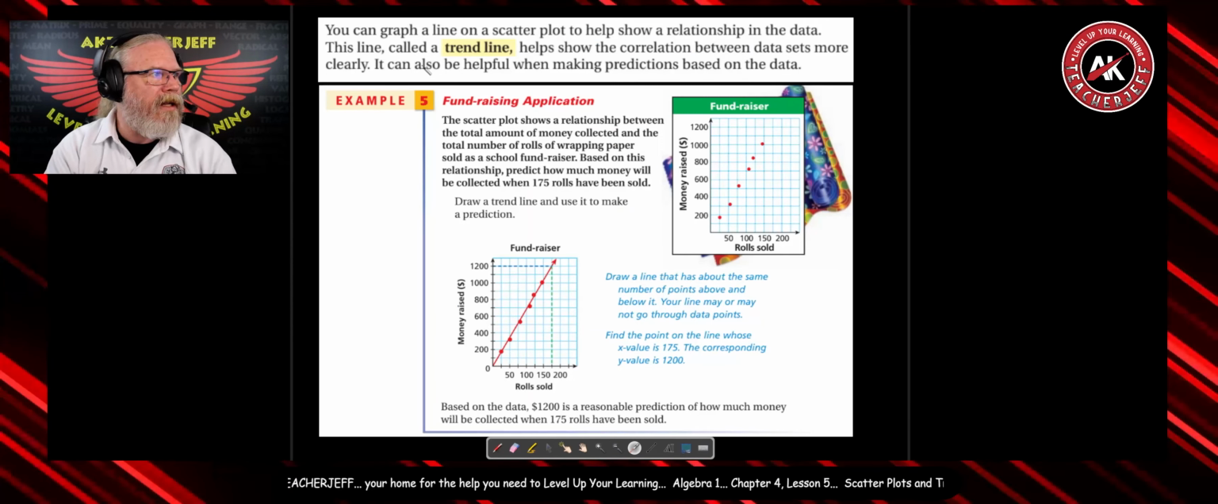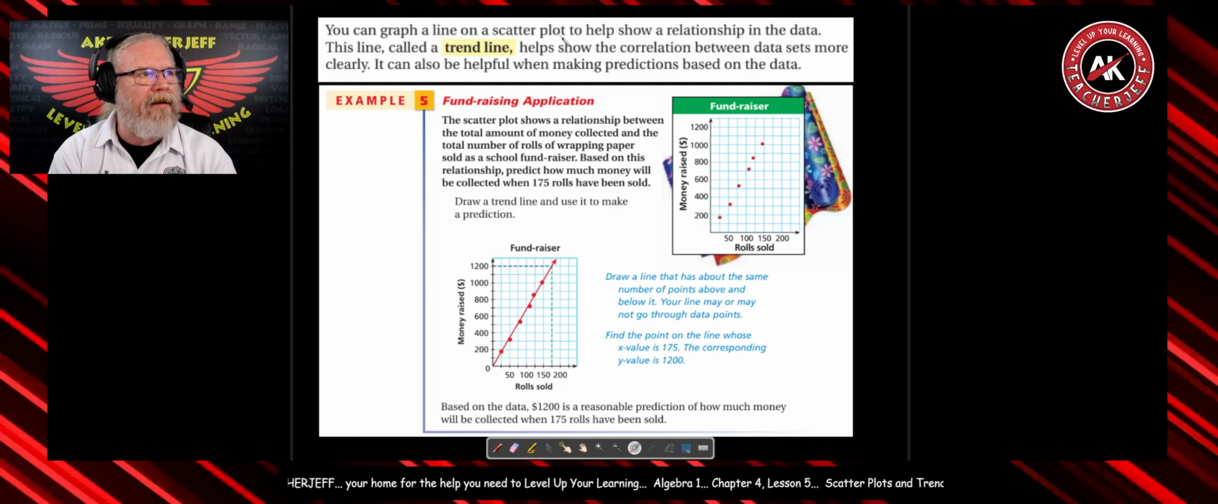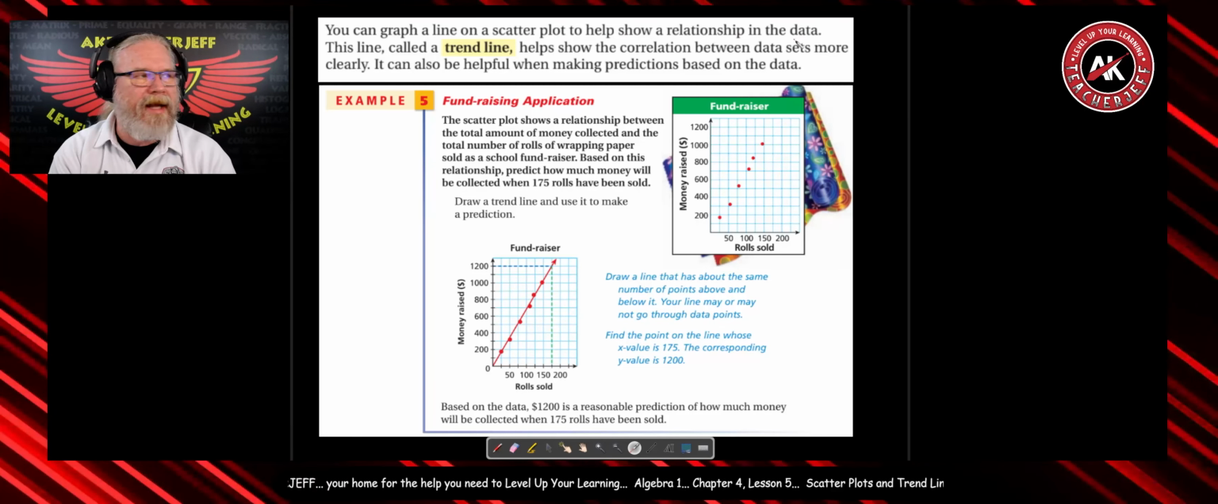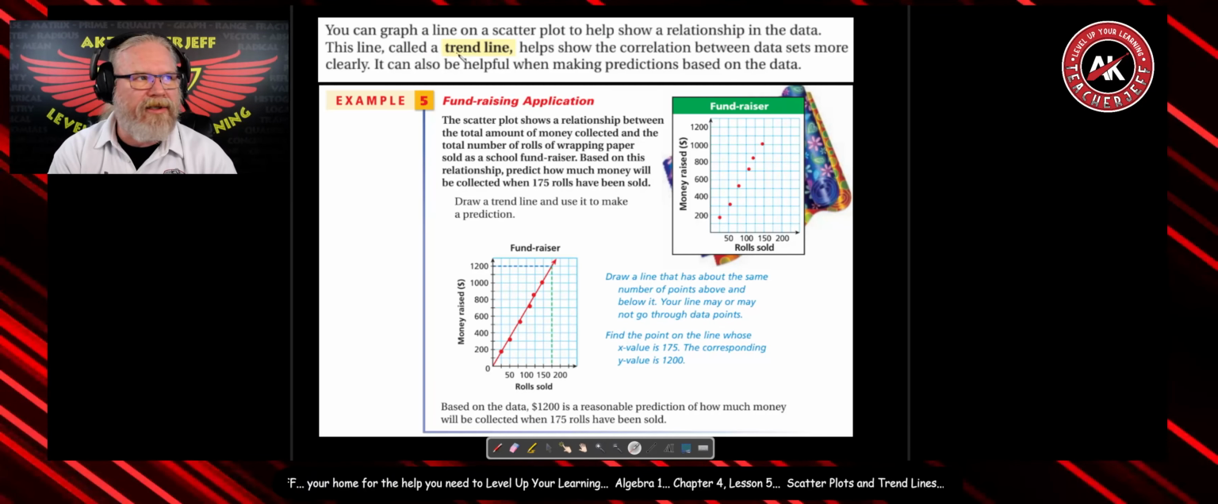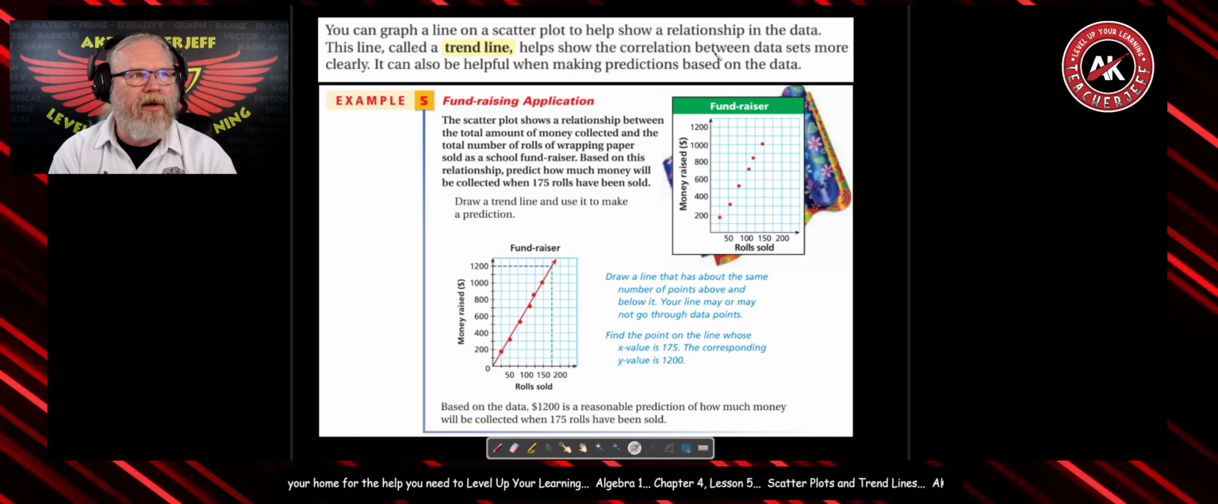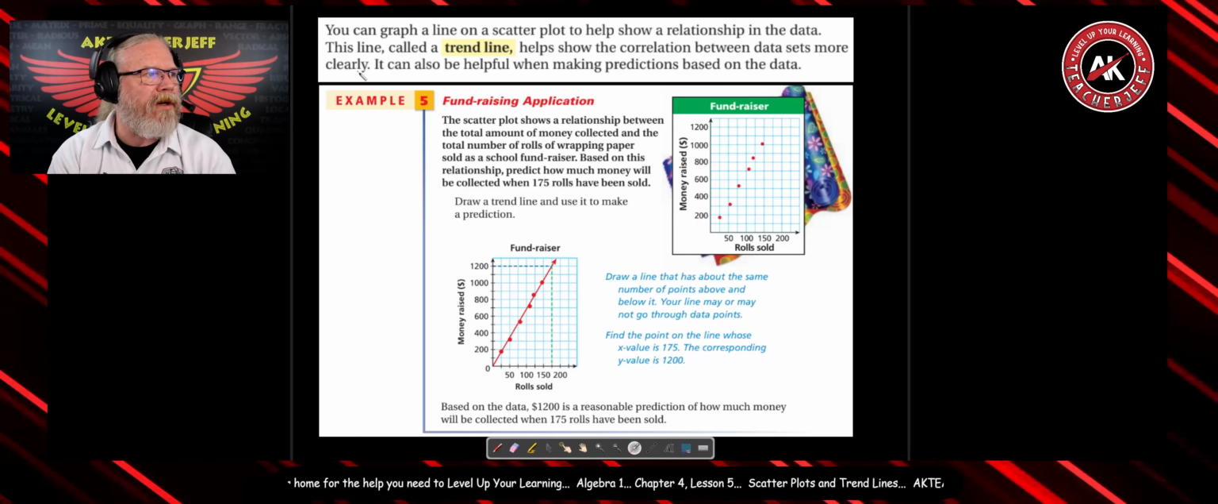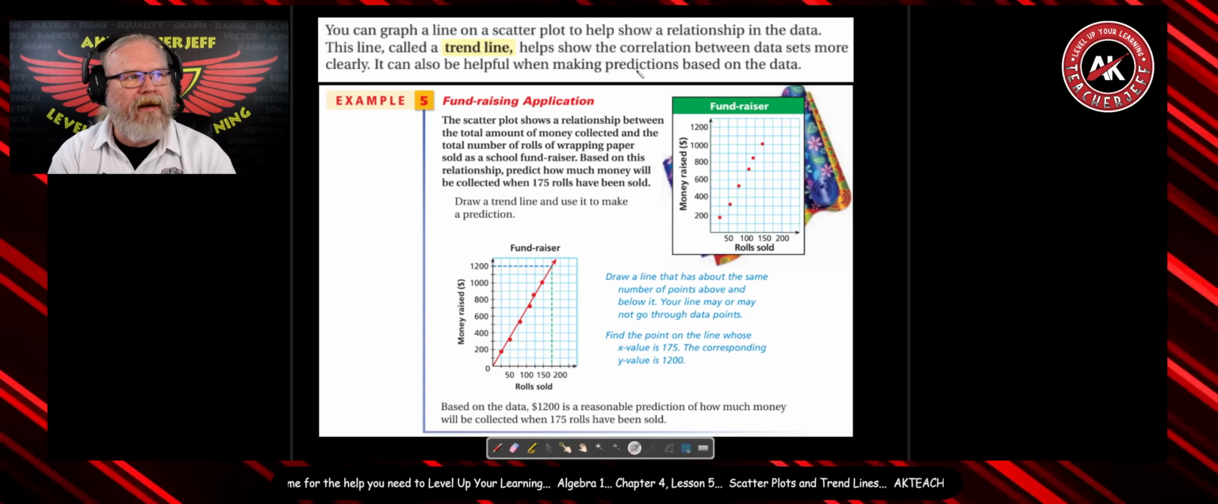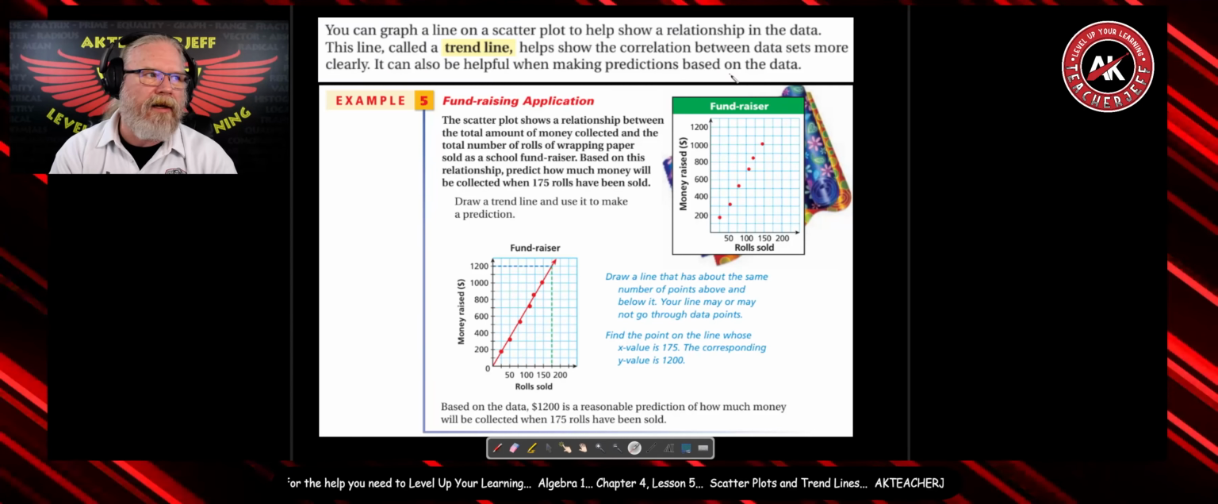Let's see. Next slide. You can graph a line on a scatter plot to help show relationship in the data. This line is called a trend line. It helps to show the correlation between data sets more clearly. It can also be helpful when making predictions based on the data.